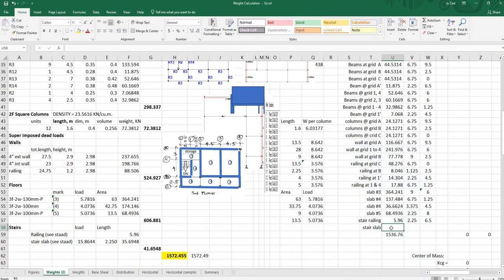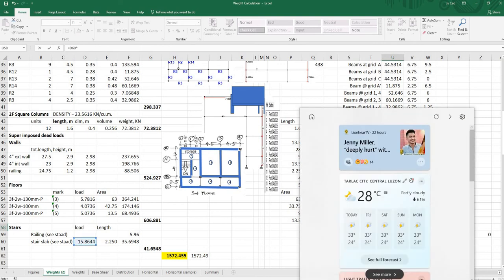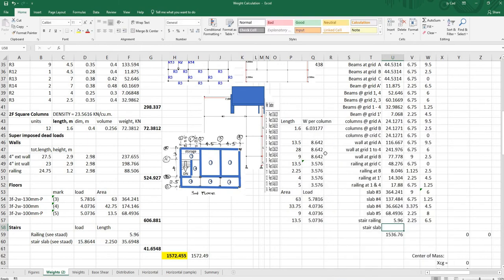Okay. So that is 15.8644 times 2.25 times 15.8644. And then the centroid of that, of course, is at 2.25 divided by 2. Then its y coordinate would be at 6.5. Okay?